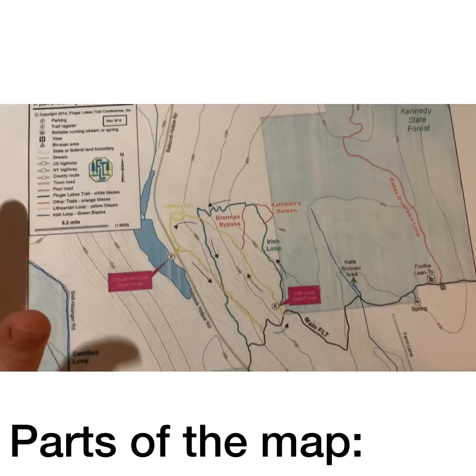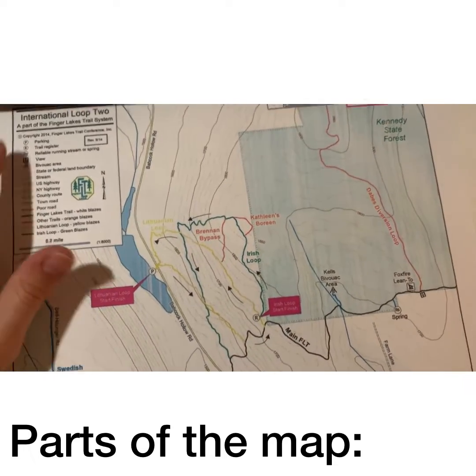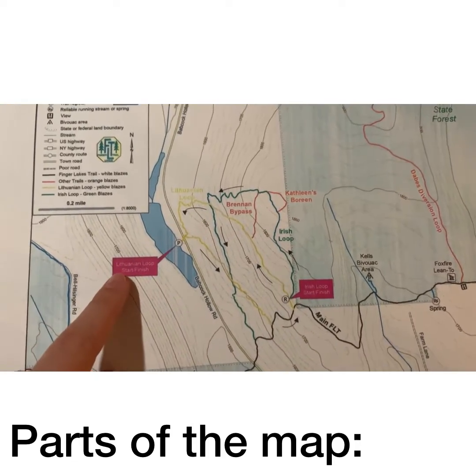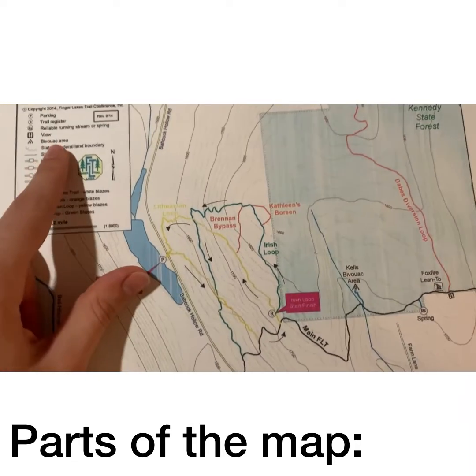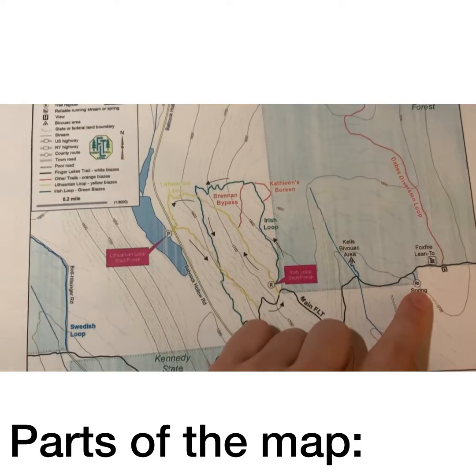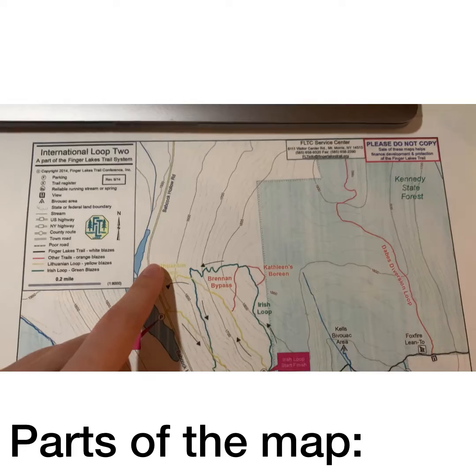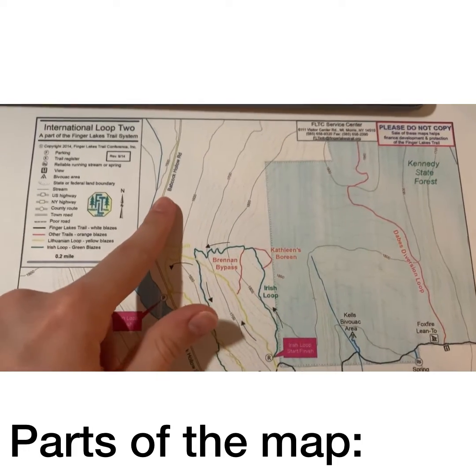And here I will describe how you will find some of the symbols. So we have P for parking. We have parking here on the map, so it's at the start and finish of this trail. We have reliable running stream or spring water, and that is right here on the map. We have roads on the map, and as you can see, we have a road here, and it even tells you the name of the road.